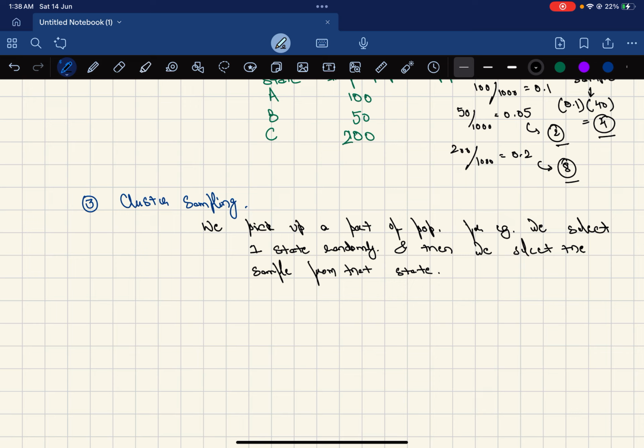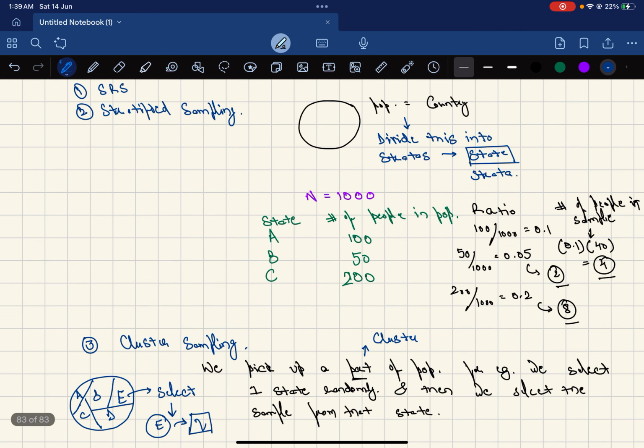So basically this part of the population is called the cluster. We first divide the population into certain clusters. Let us say this is A, this is B, C, D, E, and let us say we select one of the clusters randomly, so it could be E, and then from E we select the sample size of N. So this is how we do cluster sampling.